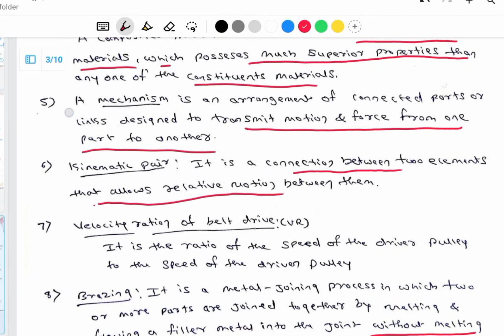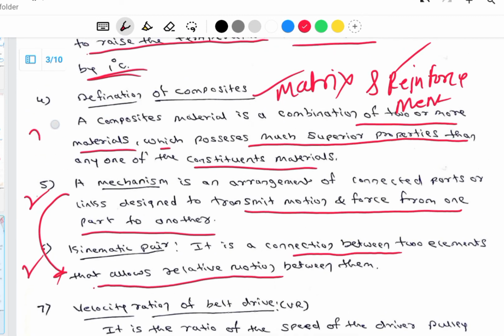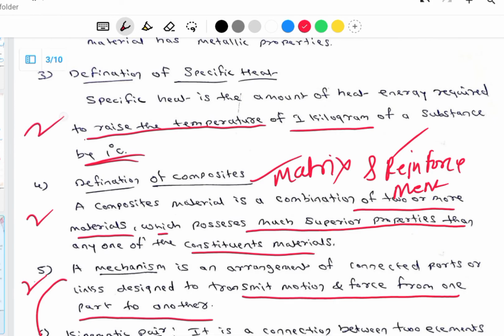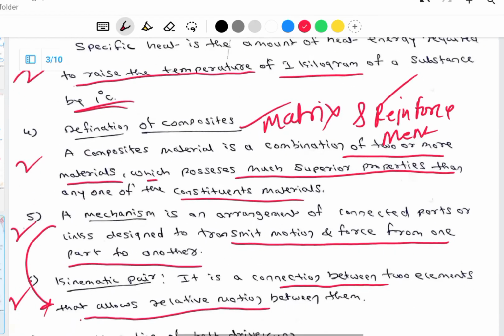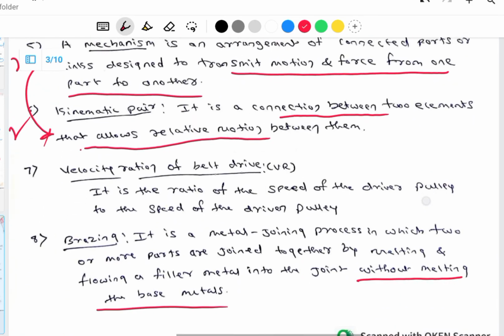So actually, a mechanism is a part of this kinematic pair only. With the help of the kinematic pair only you can create the mechanism. So here, the connection between the two elements that allows the relative motion between them. Here you are going to get 2 marks. But if you are not mentioning these specific words, then you are not going to get the marks.